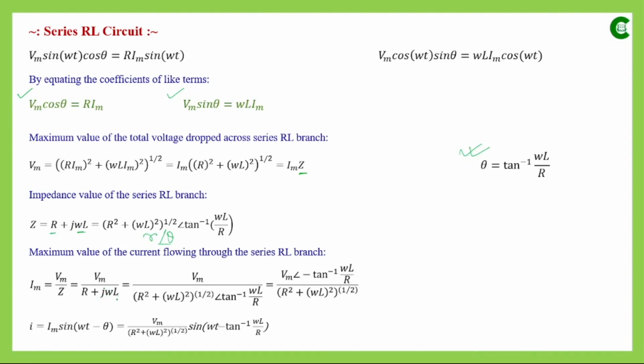this rectangular format is first transformed into polar format, and this is what we have already seen here. So this is the value.